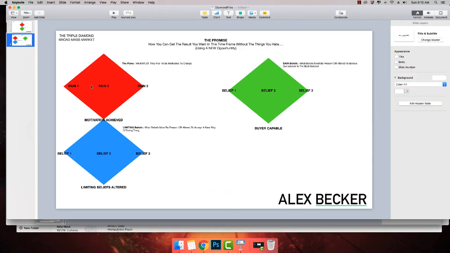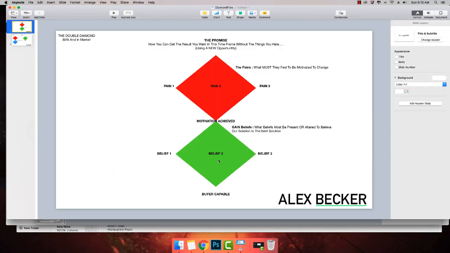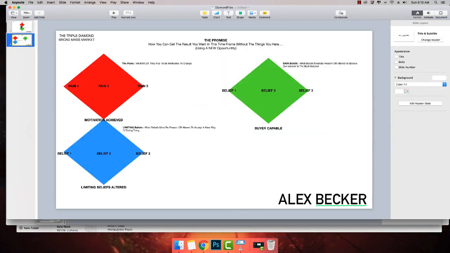So the safe life sucks. Online business isn't actually that bad. It's actually way better than the safe life. And Shopify is the best online business to start. Boom, buyer capable. Okay? And so these exercises right here, I want you to go fill them out.